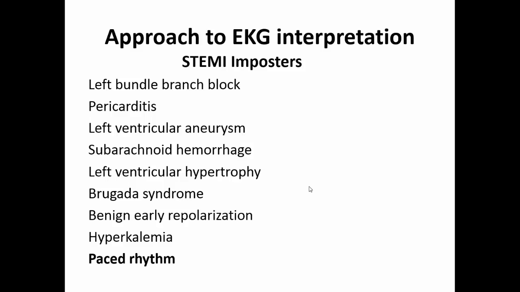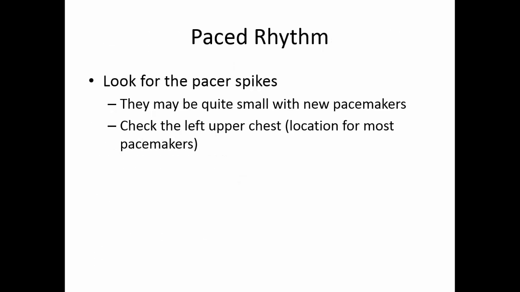Paced rhythm. Paced rhythm is also a STEMI imposter. How do you decide if a patient has a paced rhythm? Well, you have to find these pacer spikes. The old pacemakers made it pretty easy for us because they had great big pacer spikes before their QRS complexes. The new pacemakers are better. The spikes are much smaller than they used to be. We now have pacemakers that will pace the atrium and the ventricles.